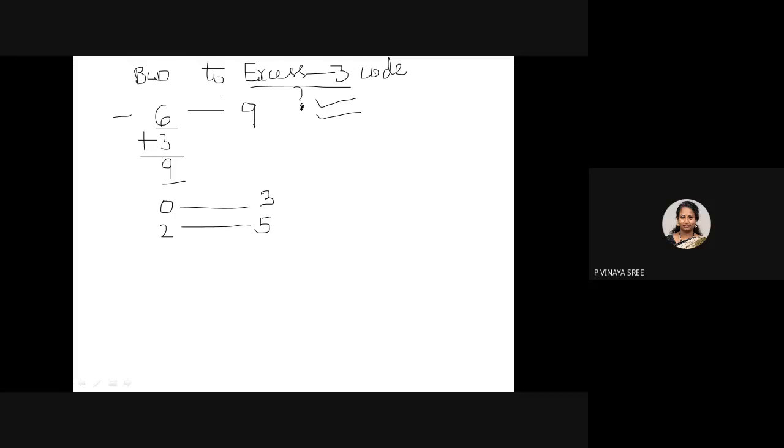So, given a BCD number, we need to design a combinational circuit. So, this is your combinational circuit. A combinational circuit is a combination of all logic gates so that you will have a specified output. BCD 6 is represented in how many bits? Yes, it is 4 bits.